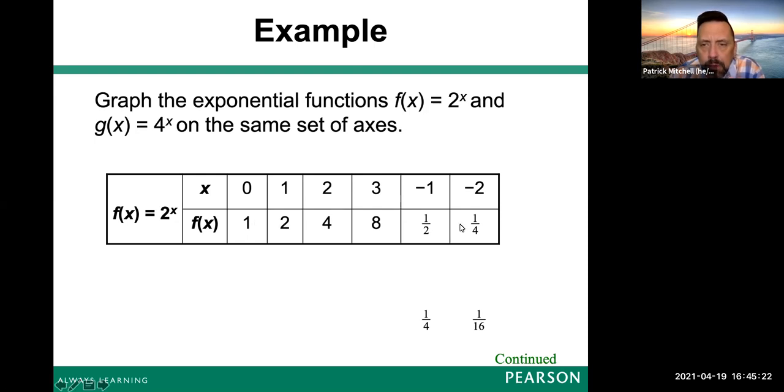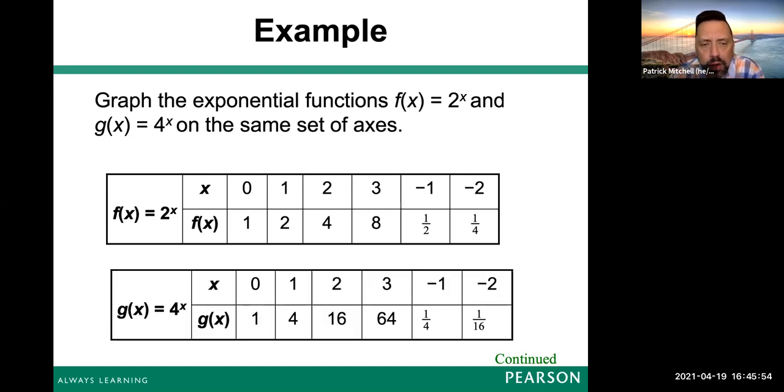So where the f of x numbers come from is, for example, 2 to the 0 equals 1, like I was just talking about a second ago. 2 to the 1 equals 2, 2 to the second equals 4, 2 to the third equals 8. And then remember how your negative exponents work. 2 to the negative 1 is the reciprocal of 2 to the first, so that would come out to 1/2. And 2 to the negative 2 is the reciprocal of 2 squared, so that would come out to 1/4. And then it's very similar for g of x equals 4 to the x, so I won't talk you through that same kind of explanation again.